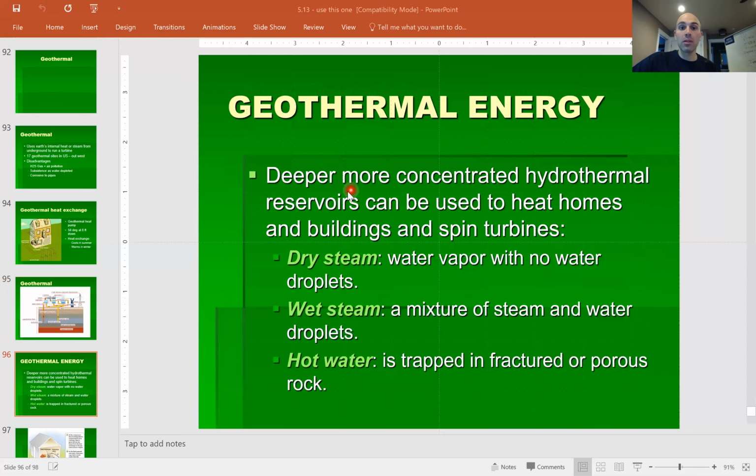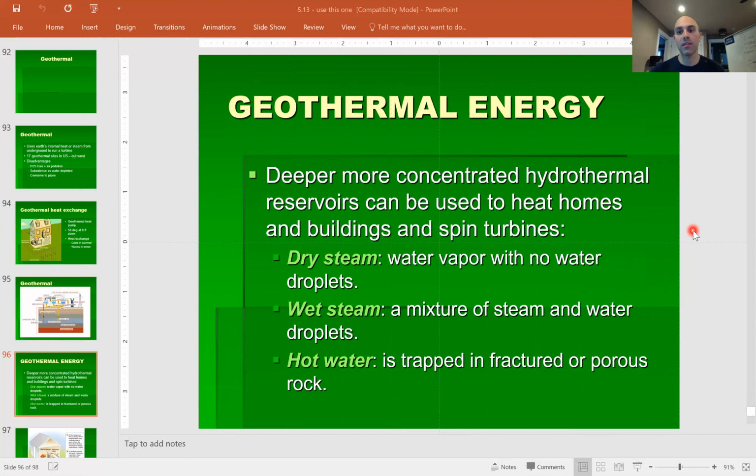Moving on, geothermal energy. Deeper, more concentrated hydrothermal reservoirs can be used to heat homes and buildings and spin turbines. There is a dry system in which we use water vapor with no water droplets, and there's a wet system, which is a mixture of steam and water droplets. That's the way we're heating something, usually water, to turn the turbine.